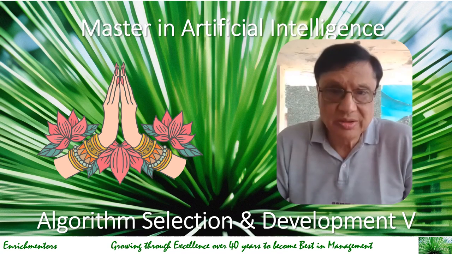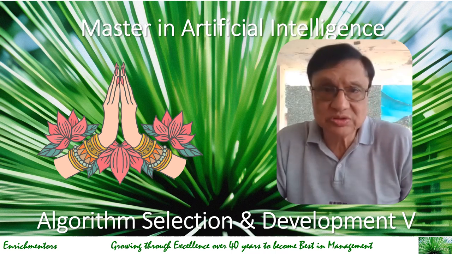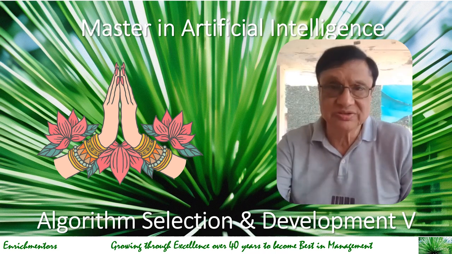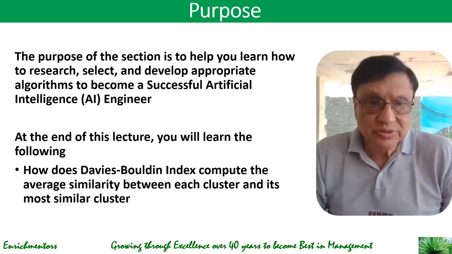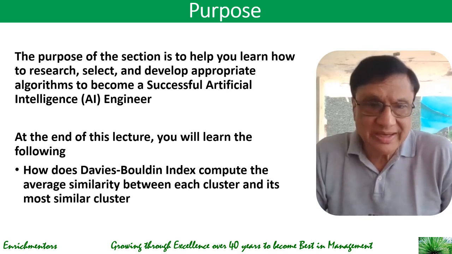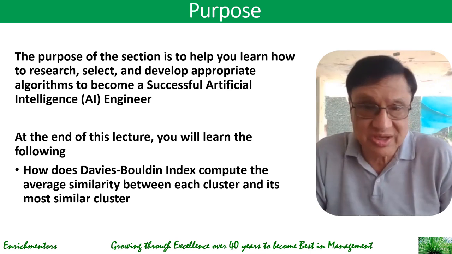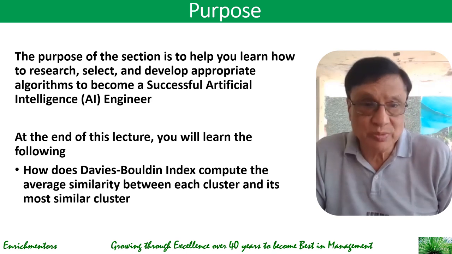Hello and welcome to this fifth lecture, Algorithm Selection and Development, in this course, Master in Artificial Intelligence. In this particular lecture, we will talk about how one calculates the Davies-Bouldin index and how it computes the average similarity between each cluster and its most similar cluster.